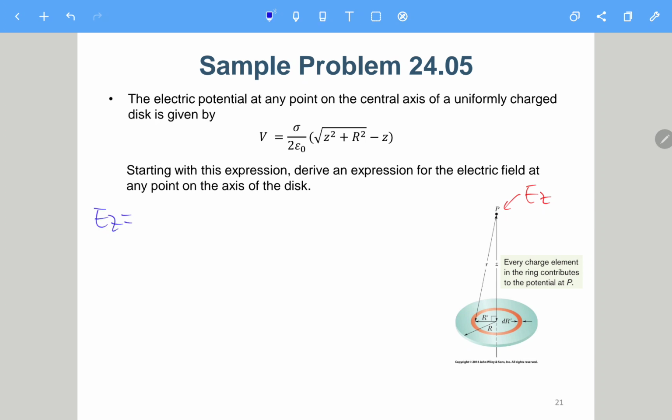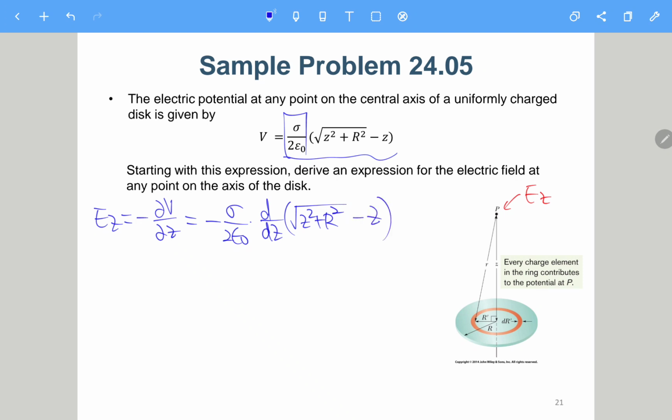Okay, E_z will be negative partial V partial z, or you can just write it as dV/dz because it is only a variable of z. So we just try to plug in this expression. And then this one is a constant to z, so we can just put it outside. And then we can take dz for square root of z squared plus R squared minus z.